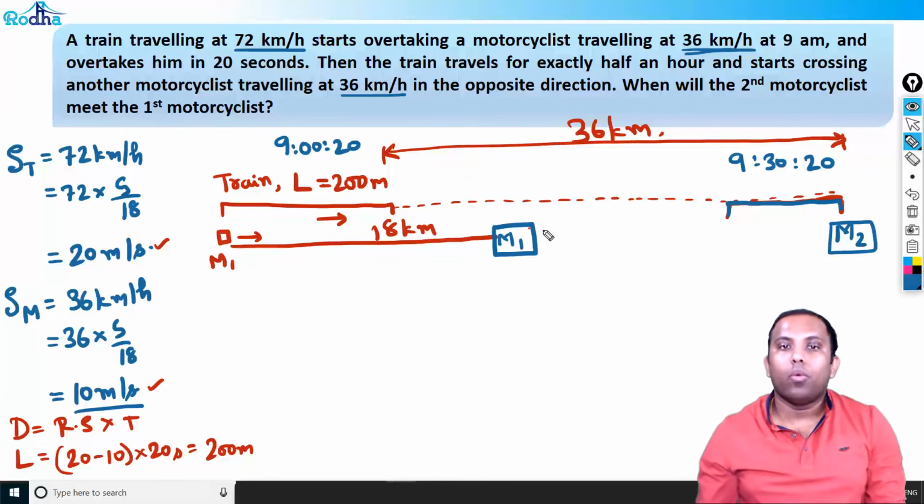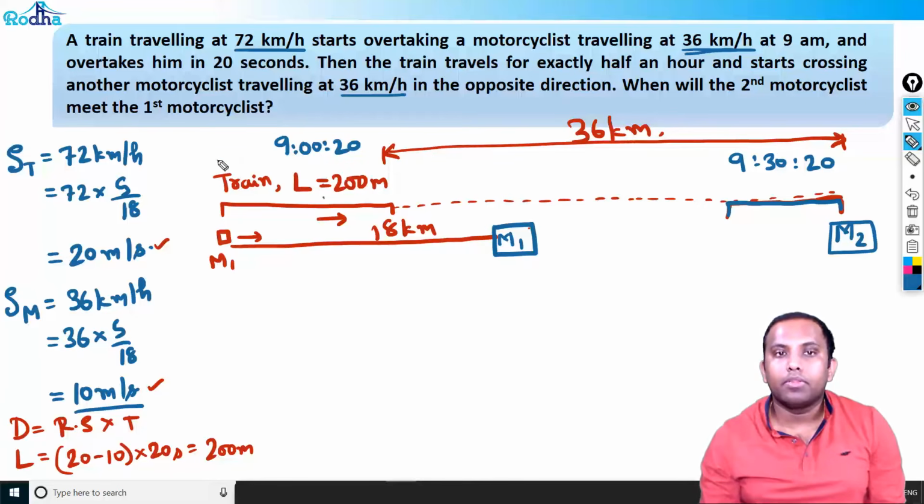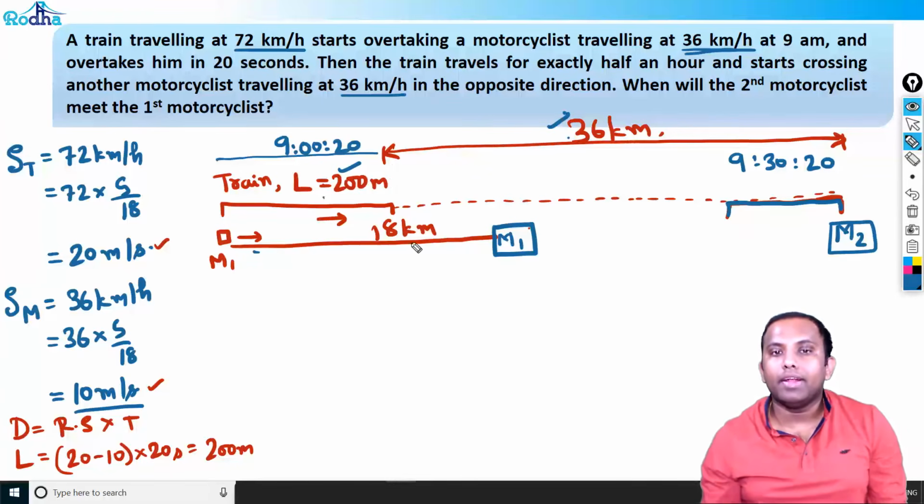Okay, so now what is the distance between M1 and M2 now? See, this whole distance was 36 kilometers. That means this distance how much? 200 meters, right? That means this distance is 200 meters and this is 36 kilometers. 36 kilometers plus 200 meters. Okay, that is 36 kilometers 200 meters minus 18 kilometers, right?